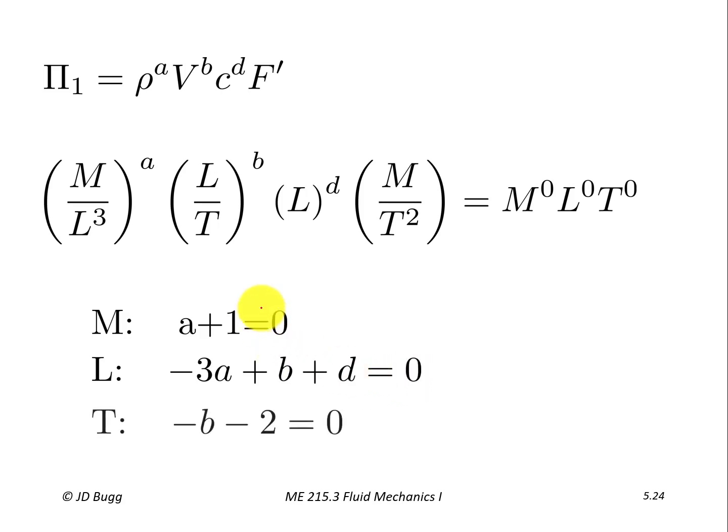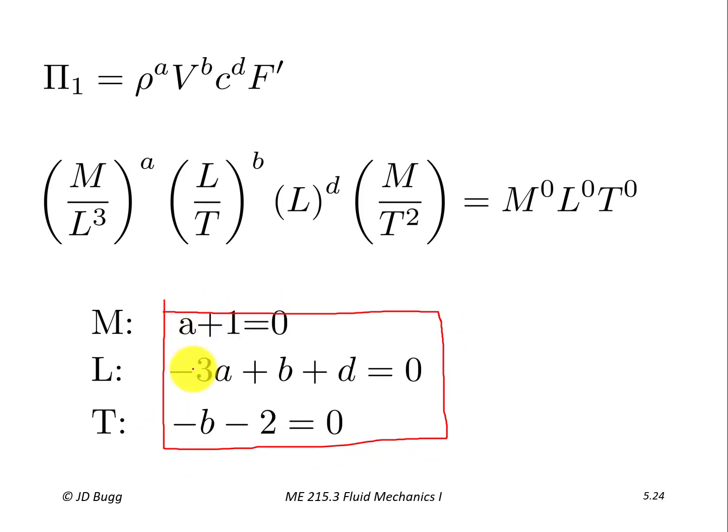Finally, we do the same thing with the dimension time. No time here, so there's no a in this equation. Time in the denominator, so we have minus b. No time here. A t squared in the denominator here, so minus b minus 2 equals 0. So notice what this is. This is a small system of linear equations that we can solve for a, b, and d.